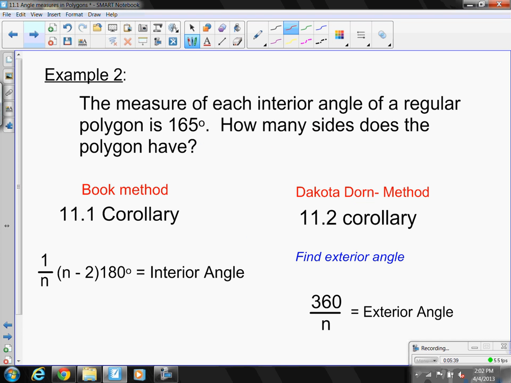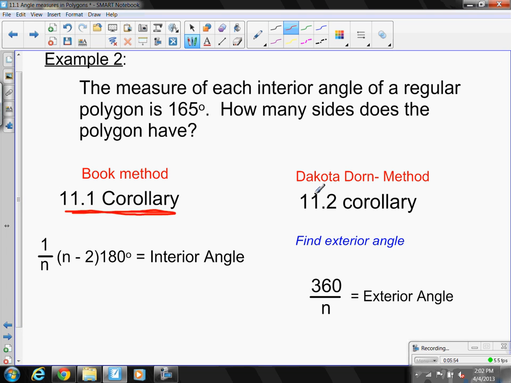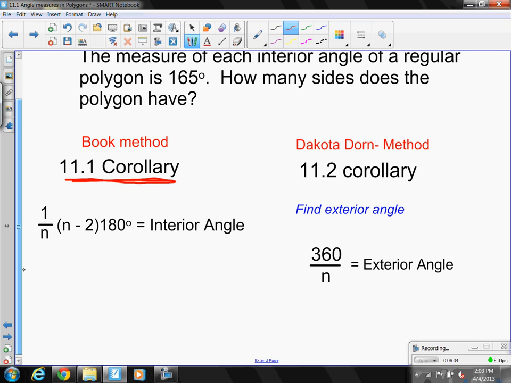Okay, the measure of each interior angle of a regular polygon is 165 degrees. How many sides does the polygon have? The book method uses corollary 11.1, and Dakota Dorn, he found a method that he liked better, so I like to show both, and I give the Dakota Dorn method credit.